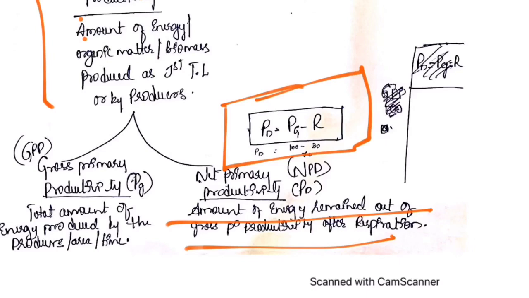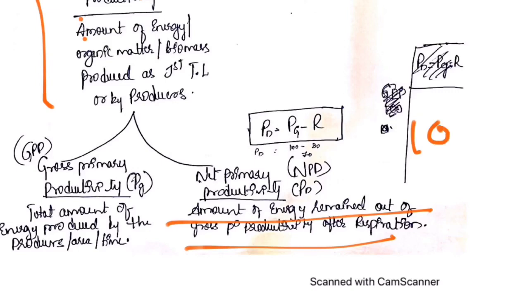So I have, say, around 100 as the gross primary productivity.